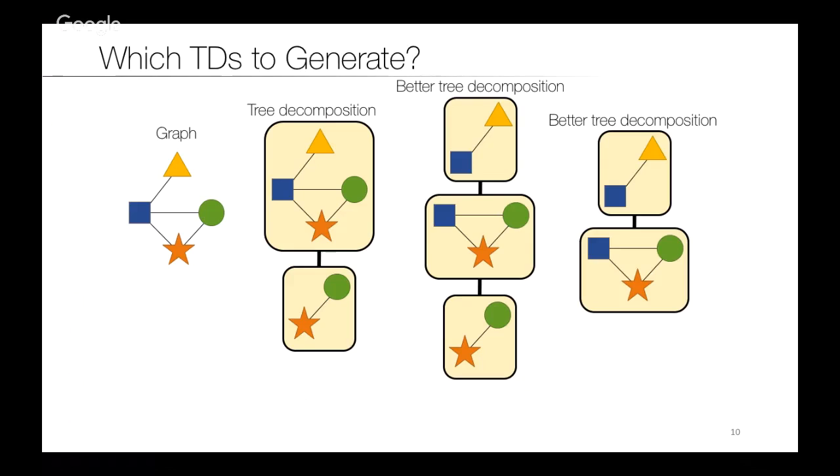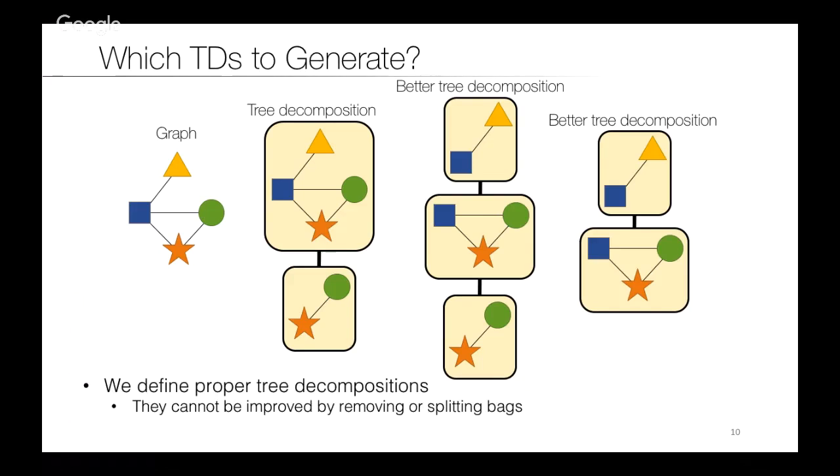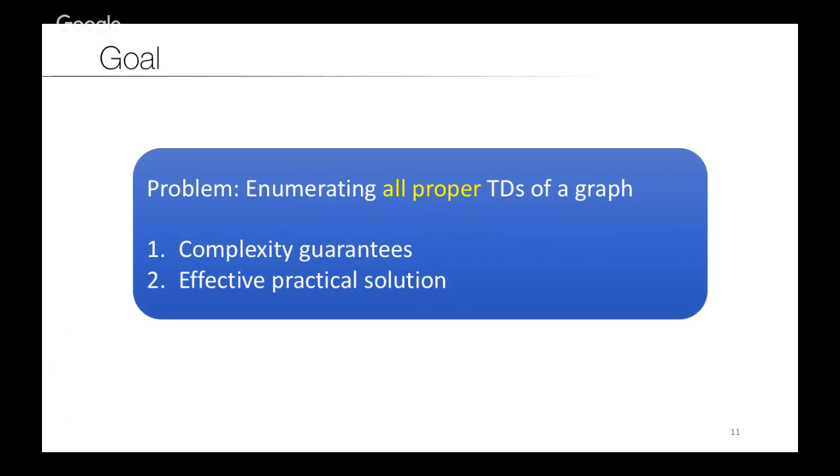So if we can generate the last tree decomposition here, we're not interested in the previous ones because this is better. So we defined the notion of proper tree decompositions, and intuitively what it means is that they cannot be improved by removing or splitting a bag. So our goal now is to enumerate all the proper tree decompositions of a graph. And of course with complexity guarantees, and we want the solution to be efficient in practice.